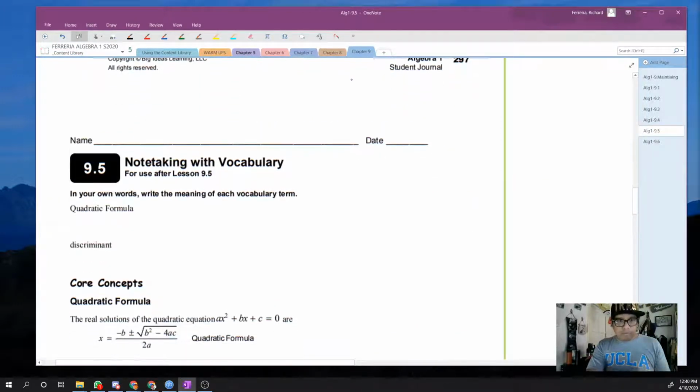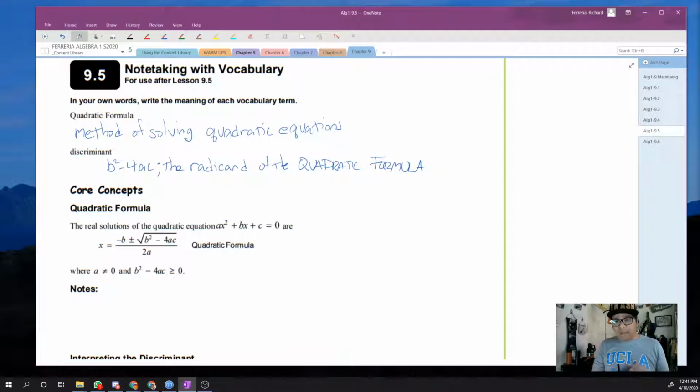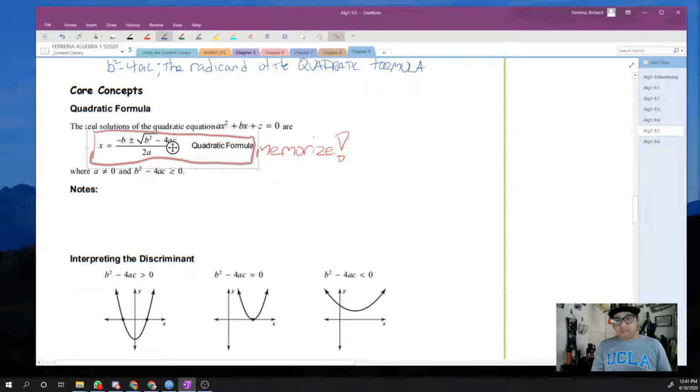A little bit of note-taking for you. We've got the quadratic formula, and the quadratic formula is a method of solving quadratic equations. I don't want to say that it's better than the methods that we've come up with so far, but it definitely is versatile. You can use it in any situation as long as you have a quadratic equation that is in standard form. What is the discriminant? The discriminant as an equation is b squared minus 4ac. As a concept, the discriminant is the radicand of the quadratic formula. Okay. Core concepts and the real solutions are given by the quadratic formula. Remember, I said to memorize that. That is negative b plus or minus the square root of b squared minus 4ac over 2a.